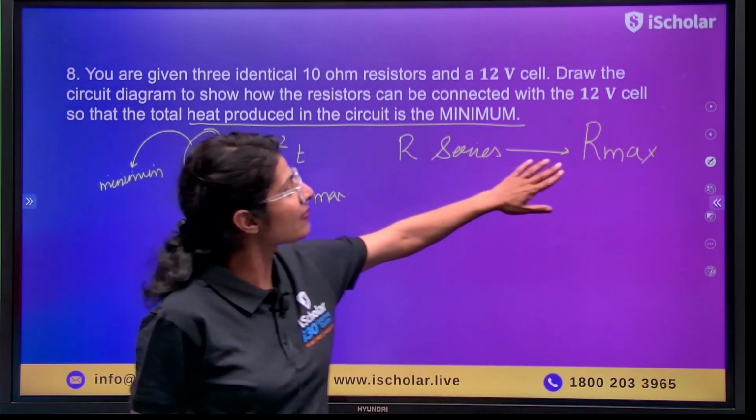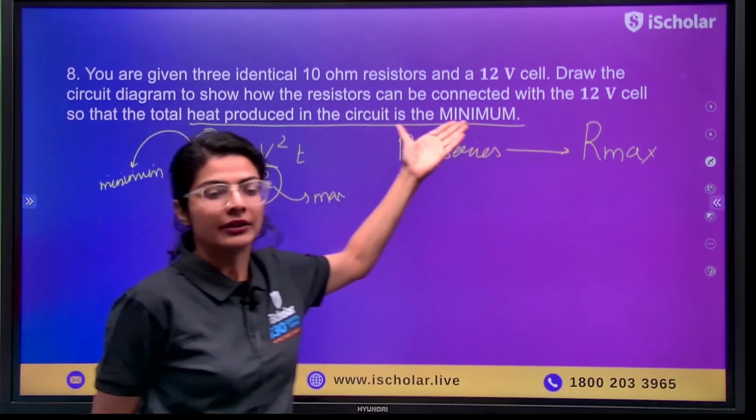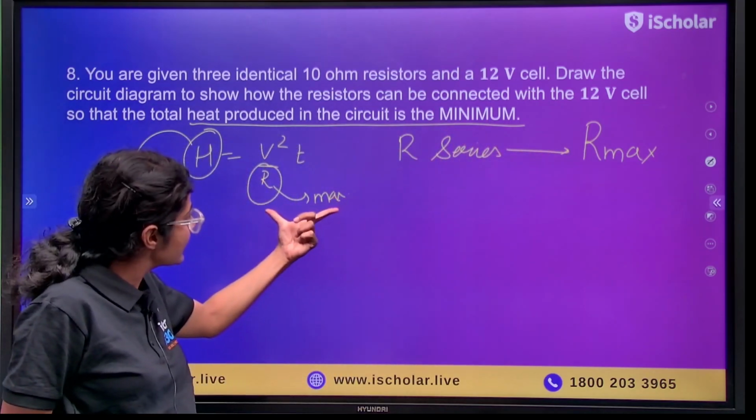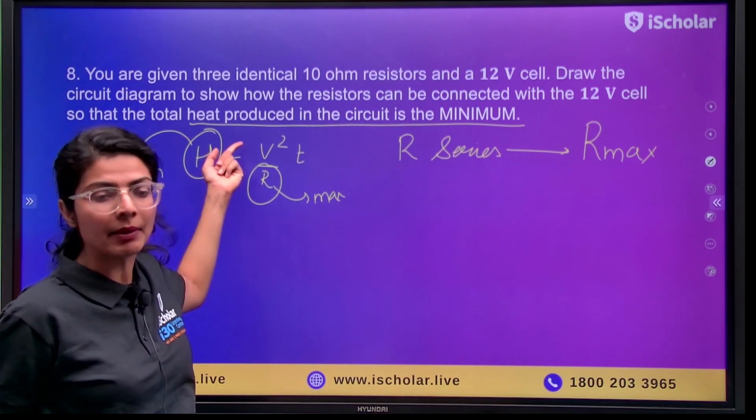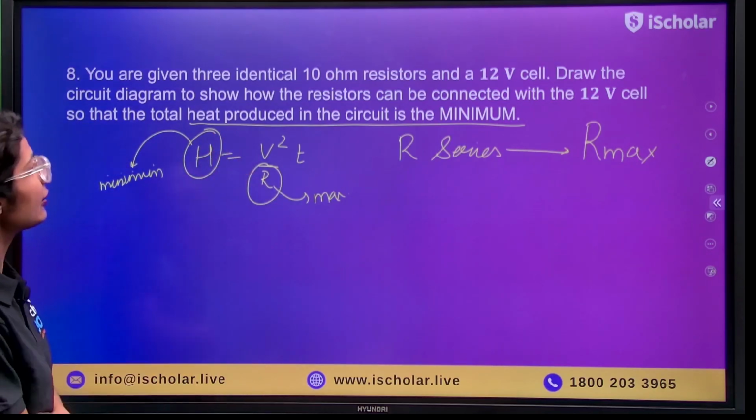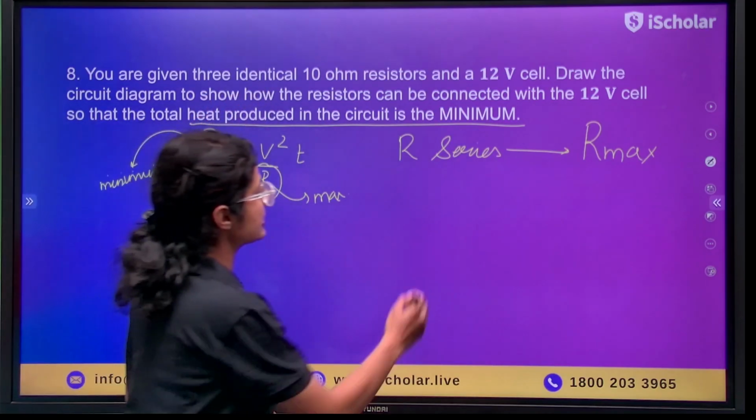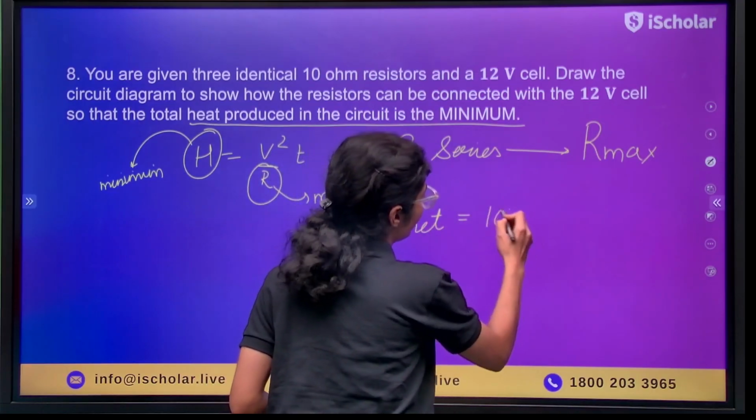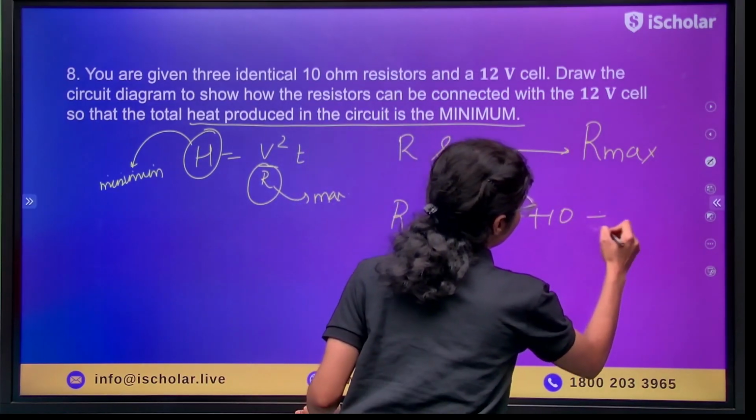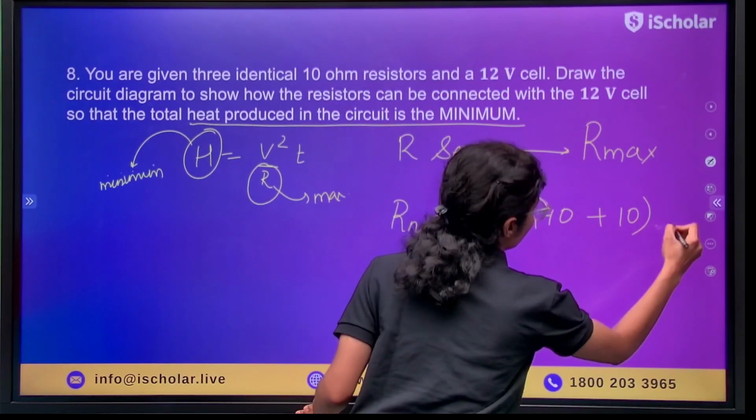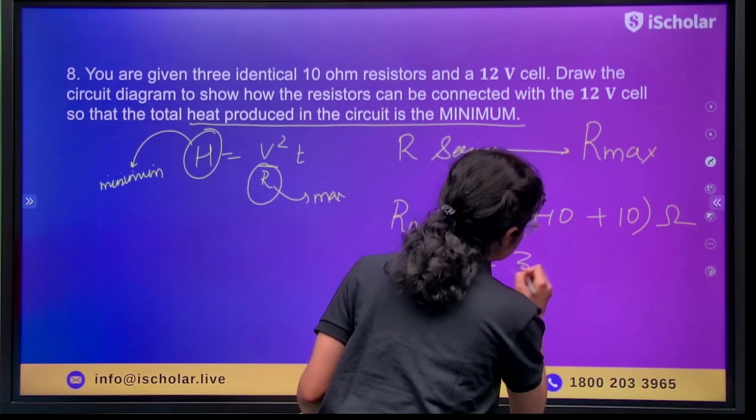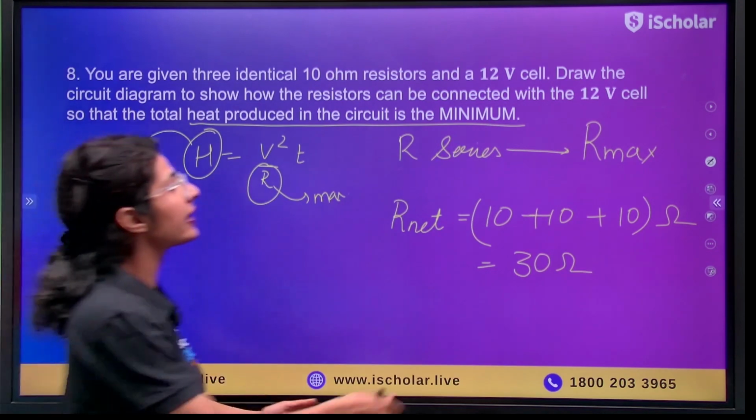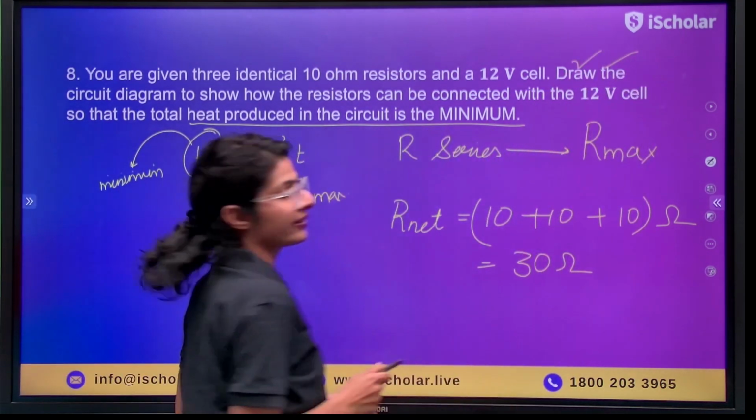So in this case, when they all are connected in series, the maximum resistance would be got. And if we have the maximum resistance, it means the minimum heat. So logically, we'll write over here, we are given 3 resistors. So we'll just calculate the value of total R, that would be 10 plus 10 plus 10 ohm. So we are going to have the net resistance value to be 30 ohm, and what is required in the circuit, you have to draw the circuit diagram.